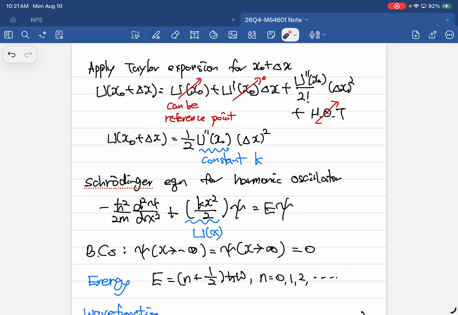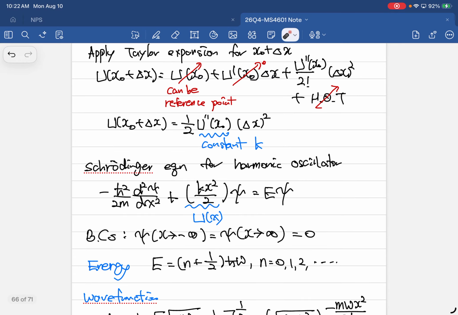Since we are talking about very small delta x, for higher order terms, delta x cubed, delta x to the power of 4, it gets smaller and smaller, right? So it's reasonable to assume that higher order terms are essentially 0, because we are looking at very small displacement changes. And then let us look at this first derivative.